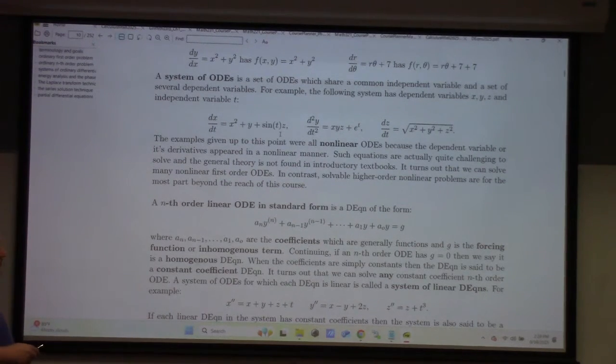So a good portion of this course is spent solving the nth order linear ODE. That is a differential equation that has the form: a function a sub n times the nth derivative, a sub n minus 1 times the n minus 1th derivative, all the way down to a sub 0 times y. That's supposed to be a prime there.